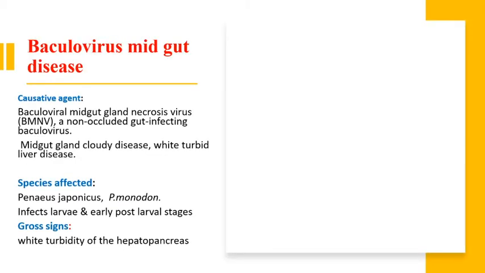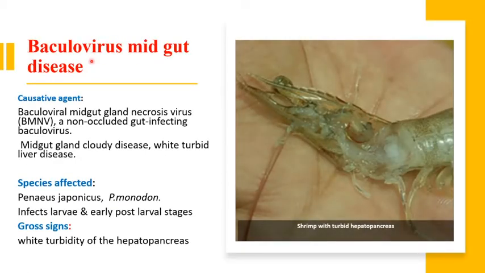The first and foremost viral disease we are learning about is baculovirus midgut disease. The causative agent for this disease is baculovirus midgut gland necrosis virus, in short BMNV, a non-occluded gut infecting baculovirus. Non-occluded means not blocking. It is also called midgut gland cloudy disease or white turbid liver disease. The species affected by this disease are Penaeus japonicus and Penaeus monodon.